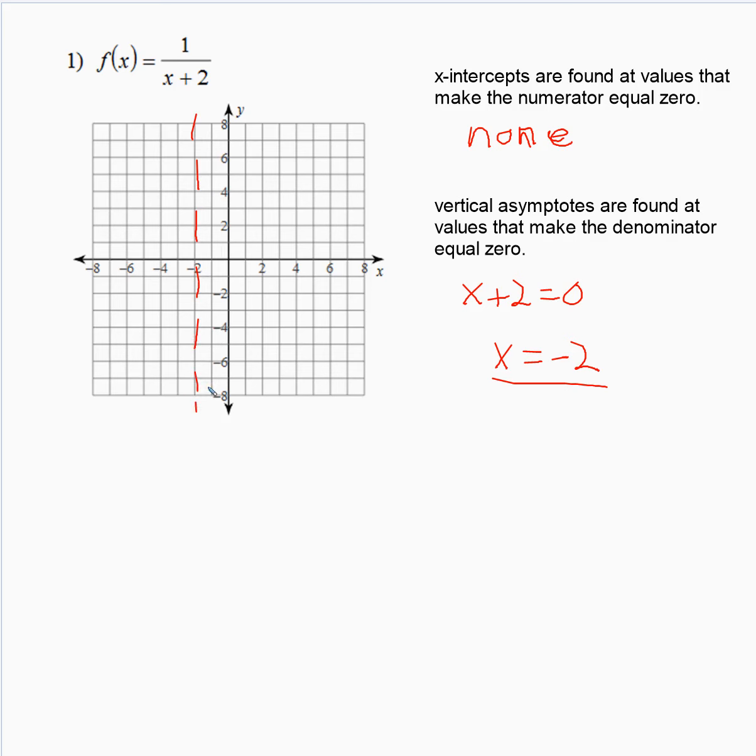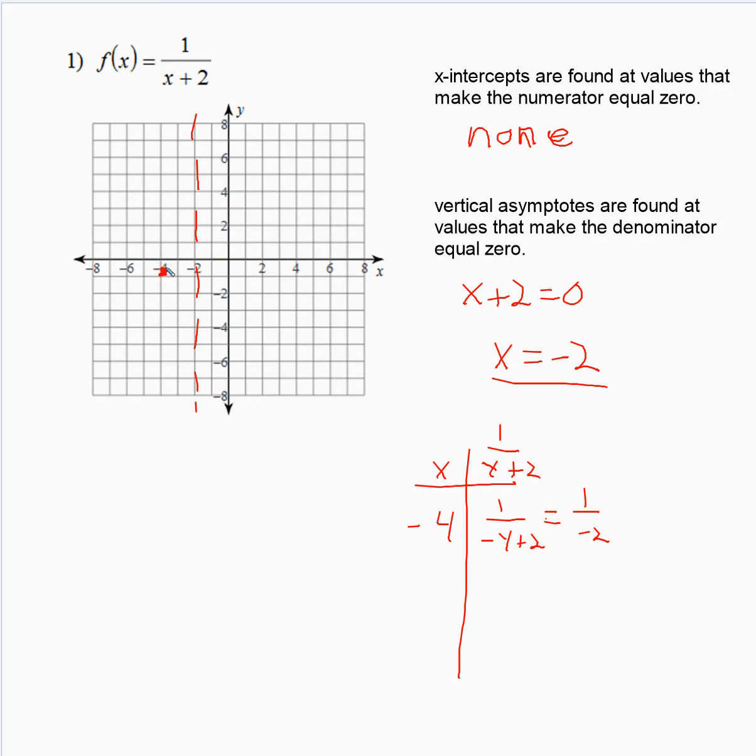And now what we're going to do is pick an x value to the left and an x value to the right of our asymptote to see what happens on either side of that asymptote. Let's pick negative 4 for our x value, and then we'll figure out what the y value is. If we put negative 4 in here, that's 1 over negative 4 plus 2. Well, that's 1 over negative 2. So when x is negative 4, the y value is negative 1/2.